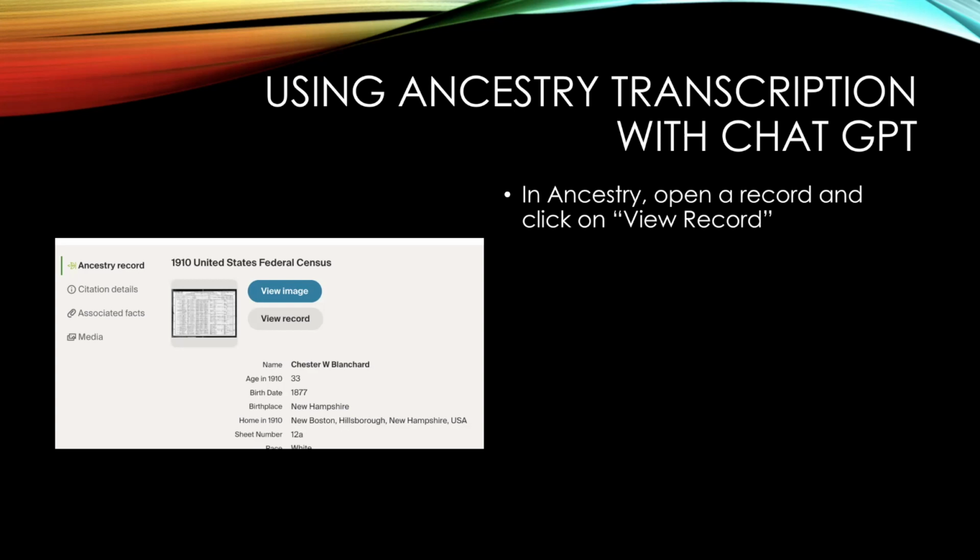So anyway, what you want to do in Ancestry, as an example, you open the record up, click on View Record, and then literally just copy and paste that information into ChatGPT. And I did that several times. I went through several different ones, I forget which ones I have there, but like 1910, 1920, and so forth.